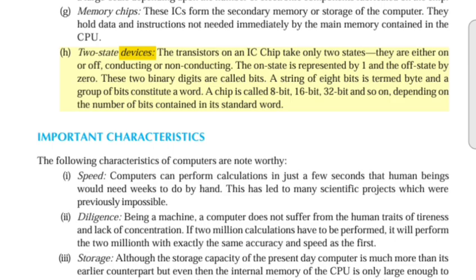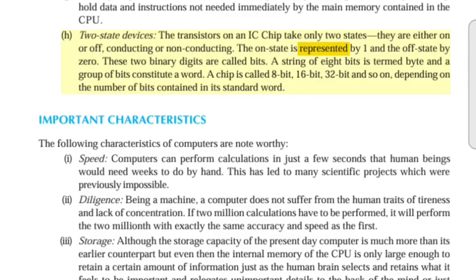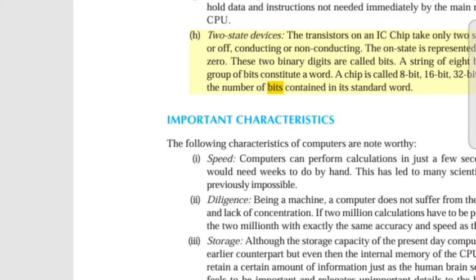H. Two-state devices. The transistors on an IC chip take only two states. They are either on or off, conducting or non-conducting. The on state is represented by 1 and the off state by 0. These two binary digits are called bits. A string of 8 bits is termed a byte and a group of bits constitutes a word. A chip is called 8-bit, 16-bit, 32-bit and so on, depending on the number of bits contained in its standard word.